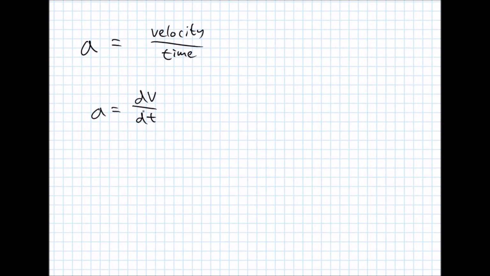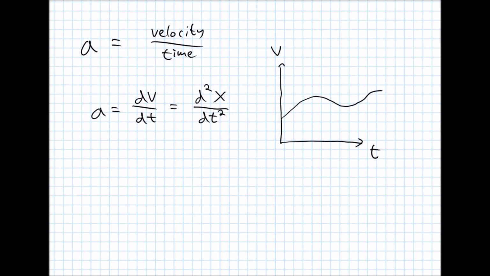Now recall that velocity was the derivative of displacement with respect to time. So acceleration can also be written as the second derivative of x. Remember this notation here: d squared x over dt squared. A little strange. So let's check out one of these graphs. If I have velocity versus time, and it's increasing, decreasing, some kind of velocity function, acceleration will be that instantaneous slope.